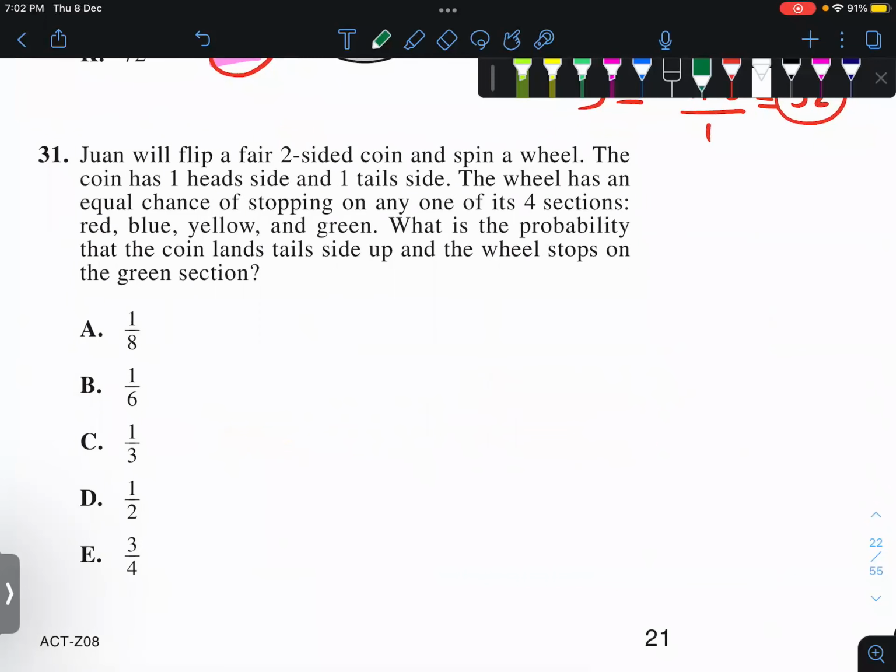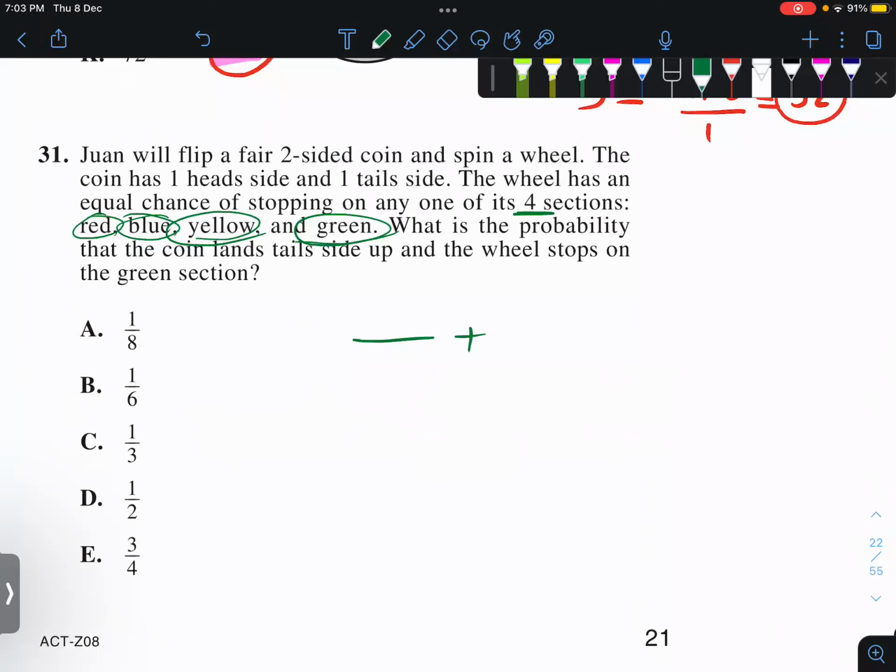Number 31. John will flip a fair two-sided coin and spin a wheel. The coin has one heads side and one tails side. The wheel has an equal chance of stopping on any of its 4 sections: red, blue, yellow, and green. What's the probability that the coin lands tails side up and the wheel stops on the green section?